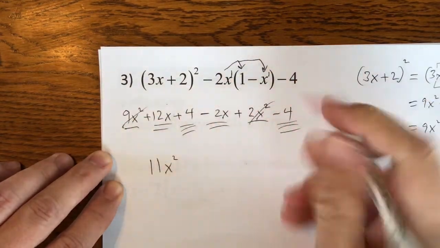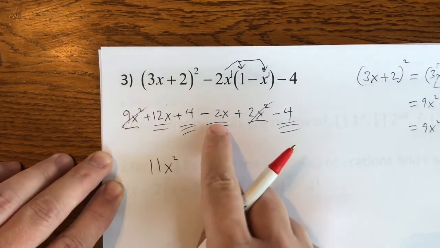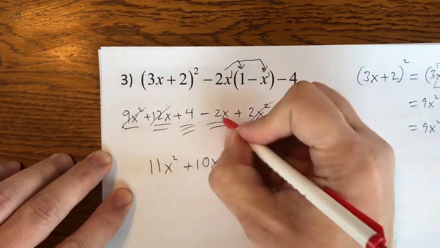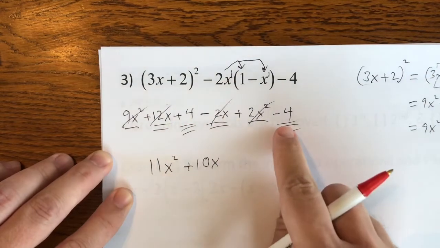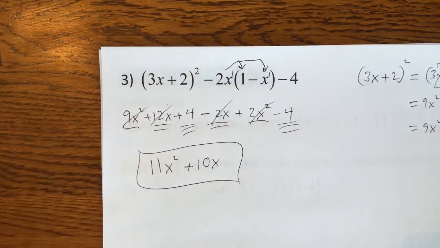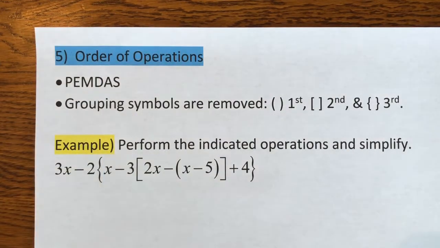Finish with that. You have 12x minus 2x, that's plus 10x. And then 4 minus 4, that's 0. So finished. Okay, the last thing we want to look at in section 1-2 would be order of operations.